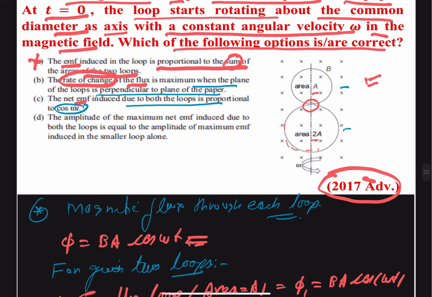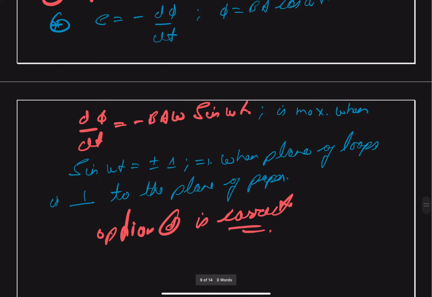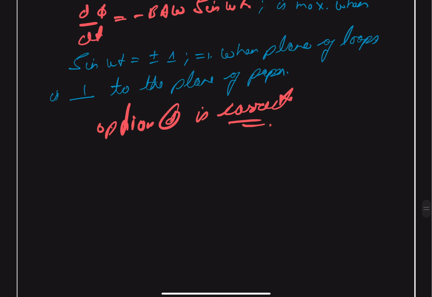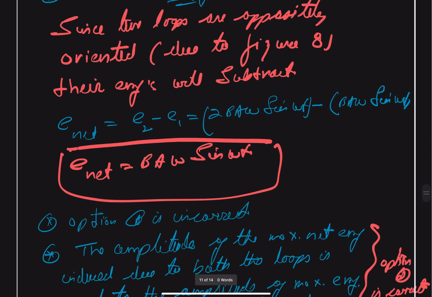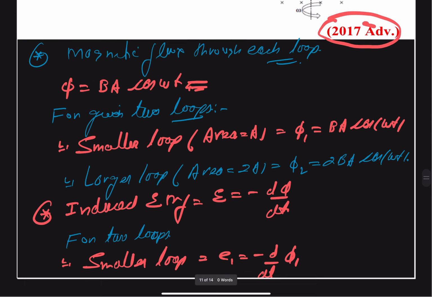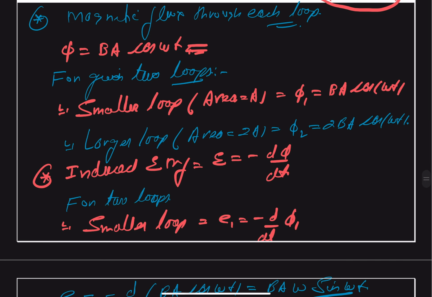So not option B is correct, C is incorrect, and D is also correct. I mixed them. So here option B is correct. So these were the three questions that were asked in the 2017 Advanced paper, and this completes all three questions. Thank you.